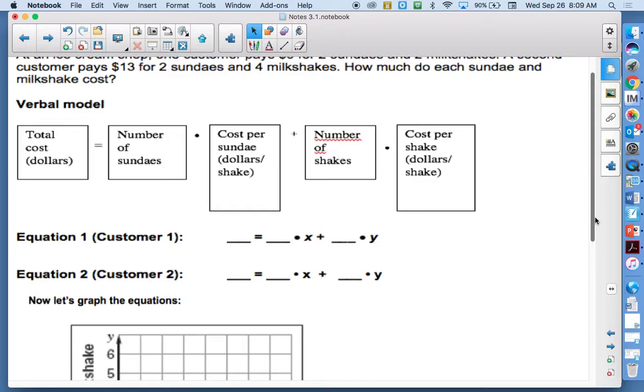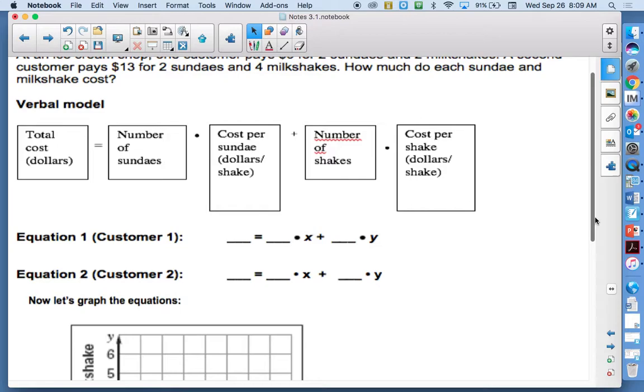Alright, so looking at the equation, we have a verbal model here. The verbal model is a way for us to think about how to set up the equation for the information we're given. So our total cost would be equal to the number of sundaes times the cost of a sundae, plus, because we also have a milkshake, the number of milkshakes times the cost of a milkshake. So if we want to come up with an equation, we have to take the number of what we're purchasing times the amount that they cost.